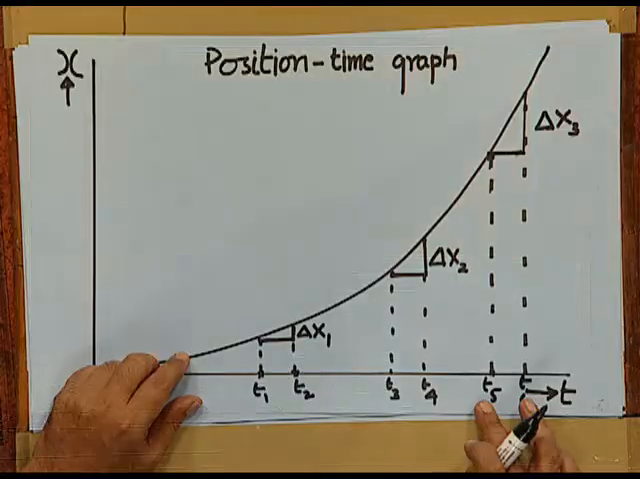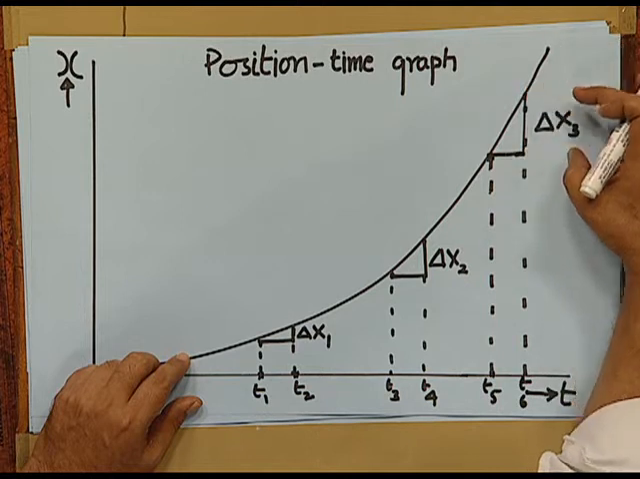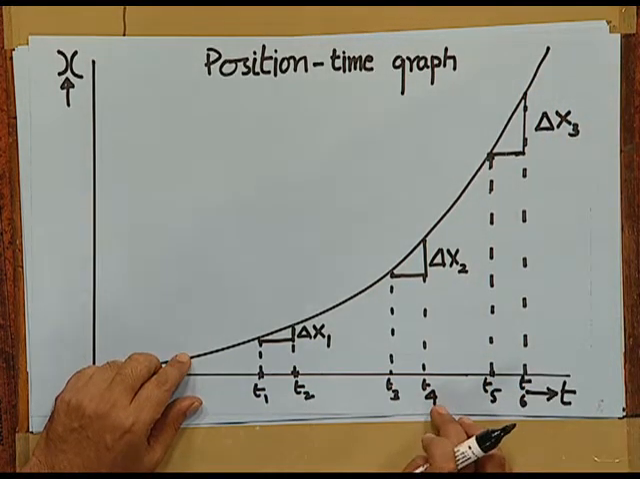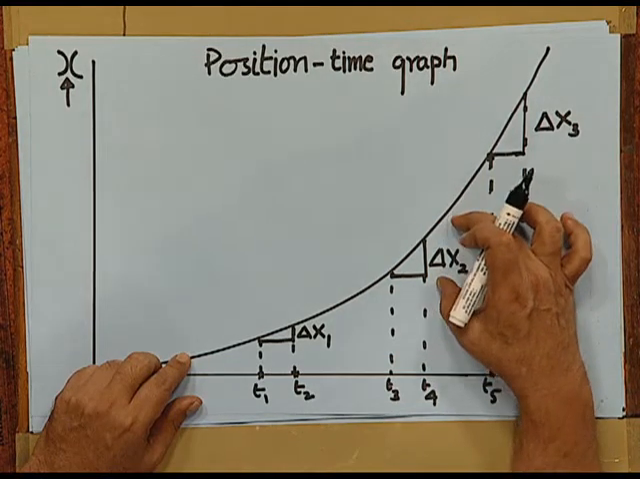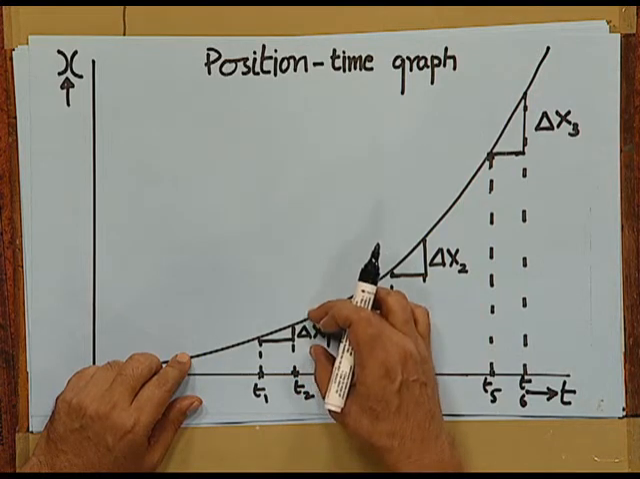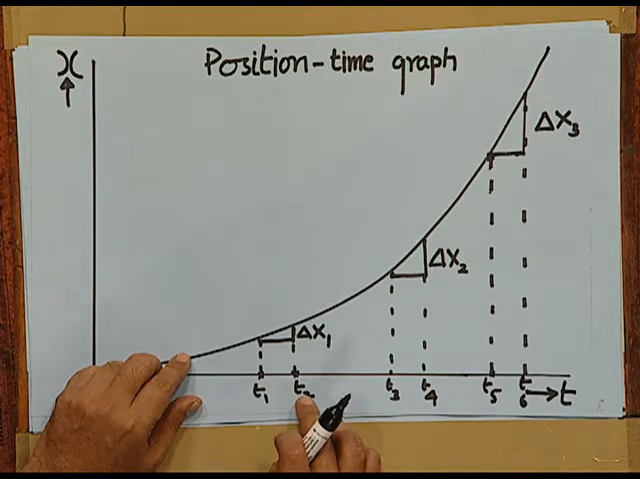Say for example in t5, t6, the displacement is indicated by delta x3. In the interval t3 to t4, it is indicated by delta x2 in the graph. Displacement delta x1 is indicated between the interval t1 and t2. In the same time intervals, note from this graph that the time intervals are the same, but the displacement in each of these intervals is different.